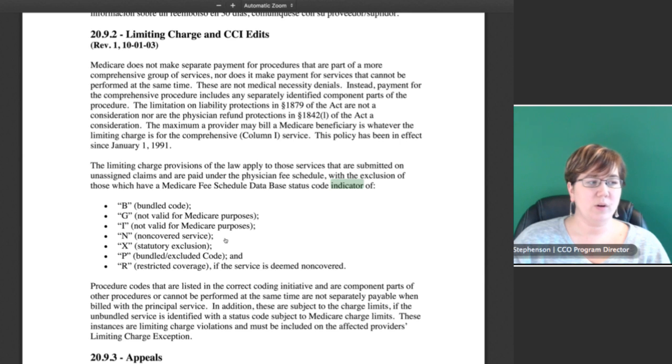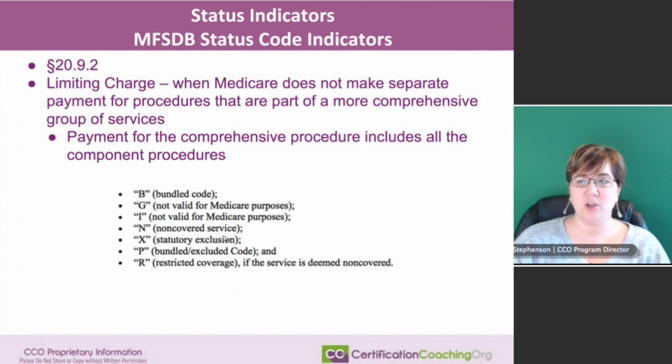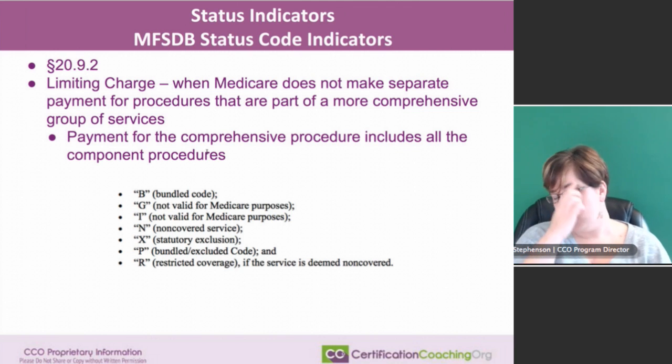Again, whether or not it's bundled, if there's restricted coverage, all of these different indicators still apply. So if I go over to my slides, you'll find that's the same thing I have here, right? Payment for a comprehensive procedure is going to include all the component procedures. That's what it means when it says something's bundled. It means when you bill for this comprehensive procedure, it includes all these other little pieces, everything else that you had to do to perform that particular procedure.